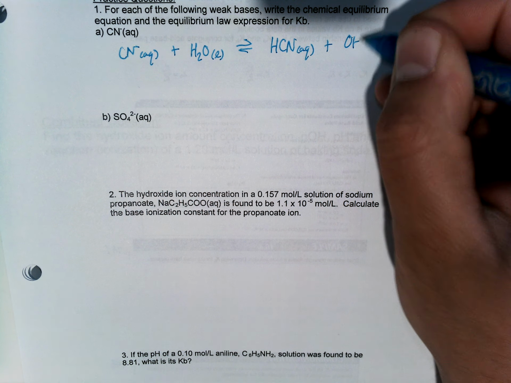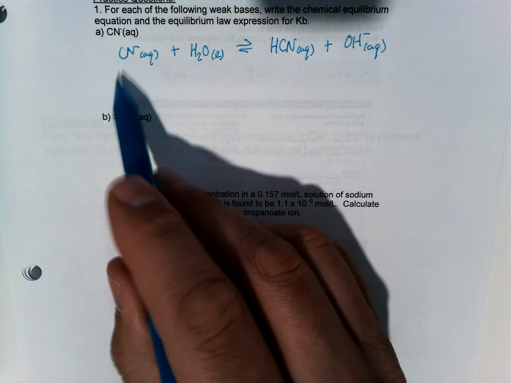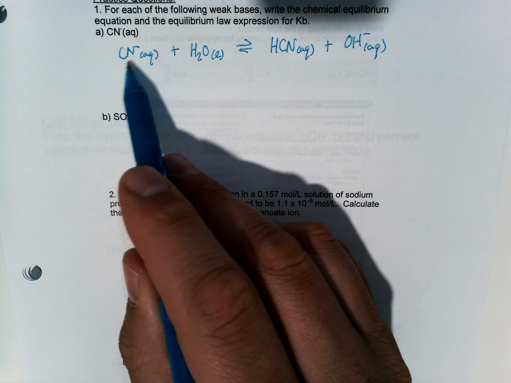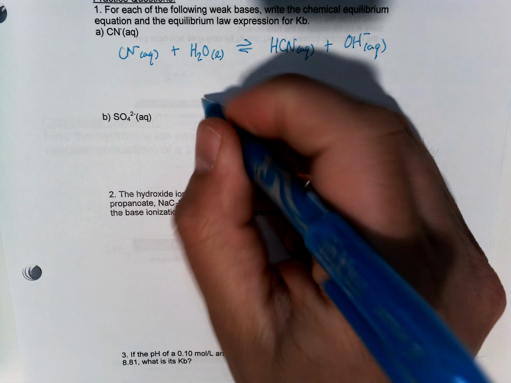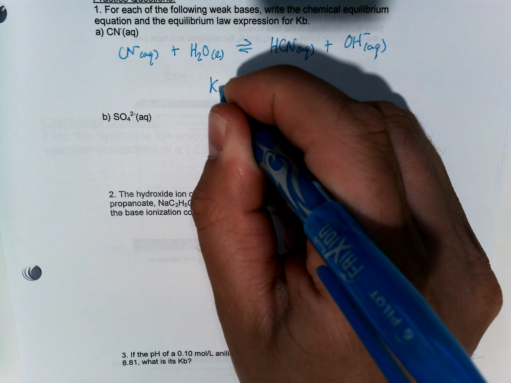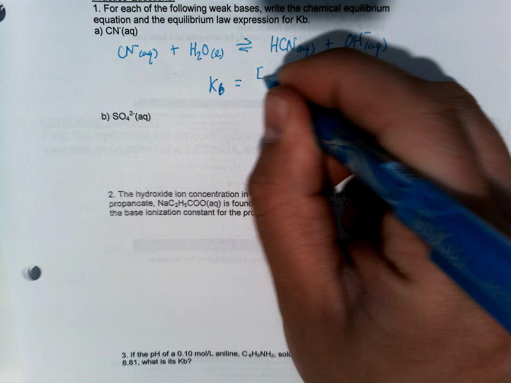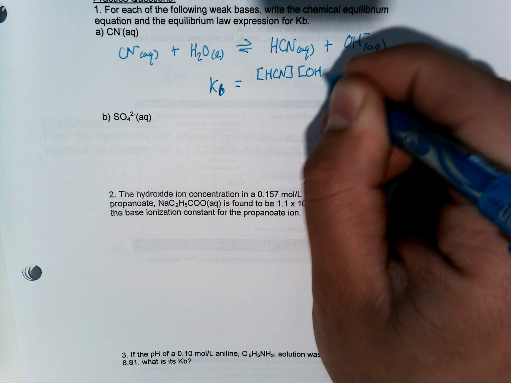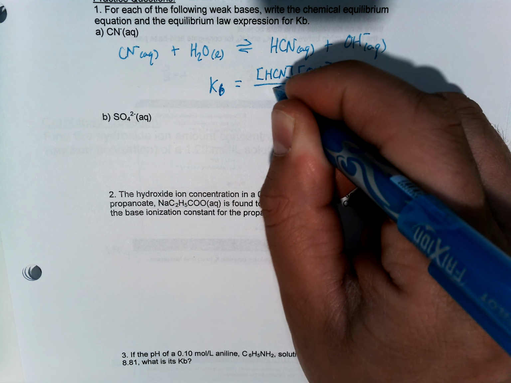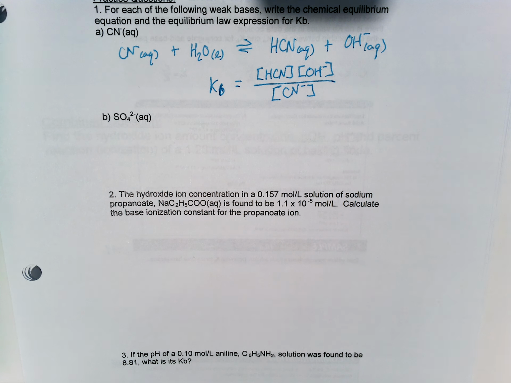plus hydroxide. Okay, they'll all look similar to that. Again, like the general one, this would be our weak base, so B, and then this is HB, our conjugate acid for that. Our KB expression, KB, is equal to products, so HCN times the concentration of hydroxide divided by the concentration of our weak base. Okay, so that would be what it's asking for there.